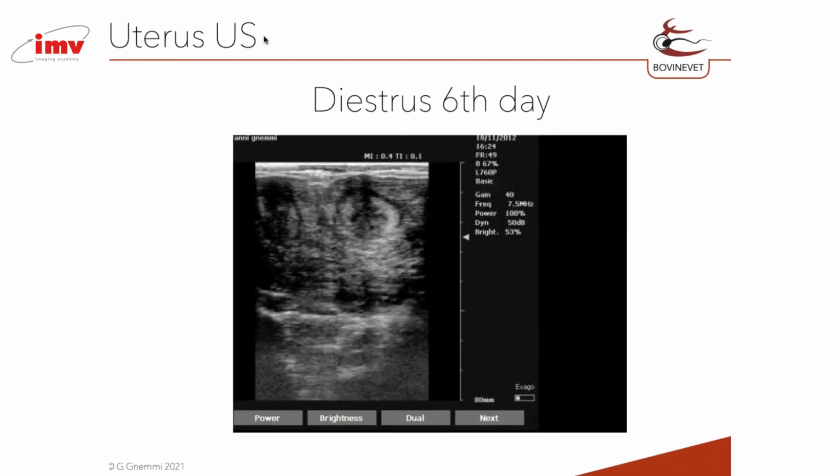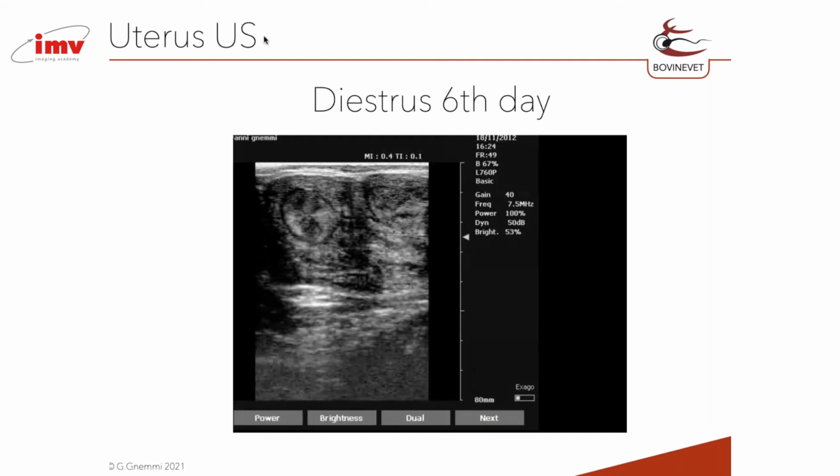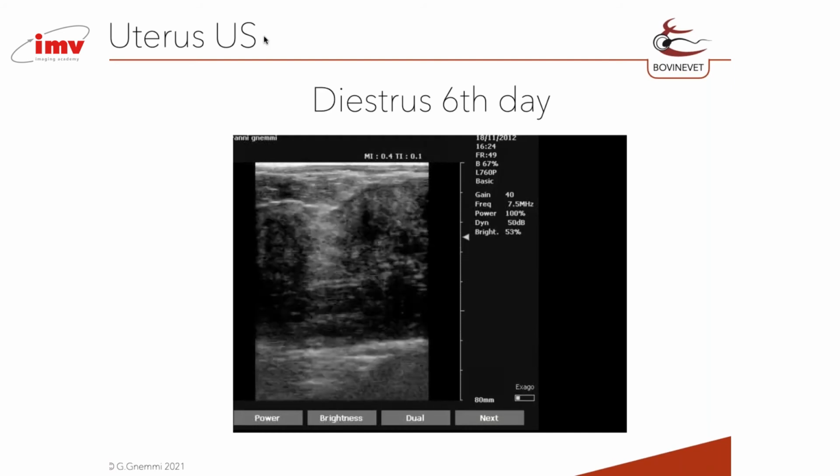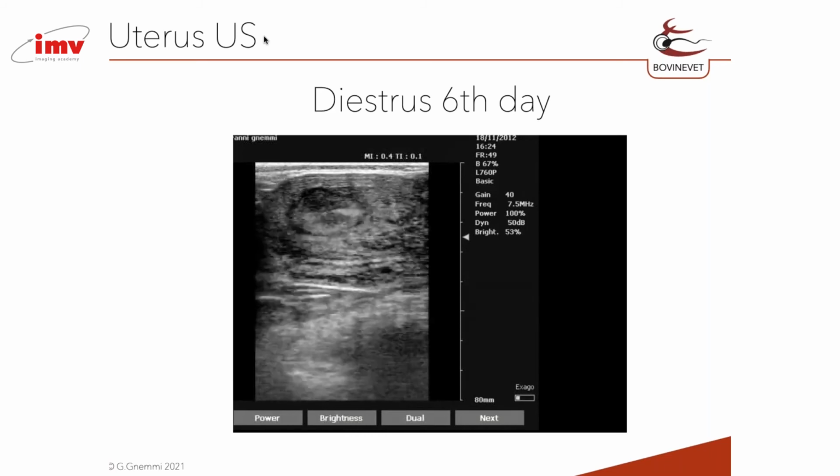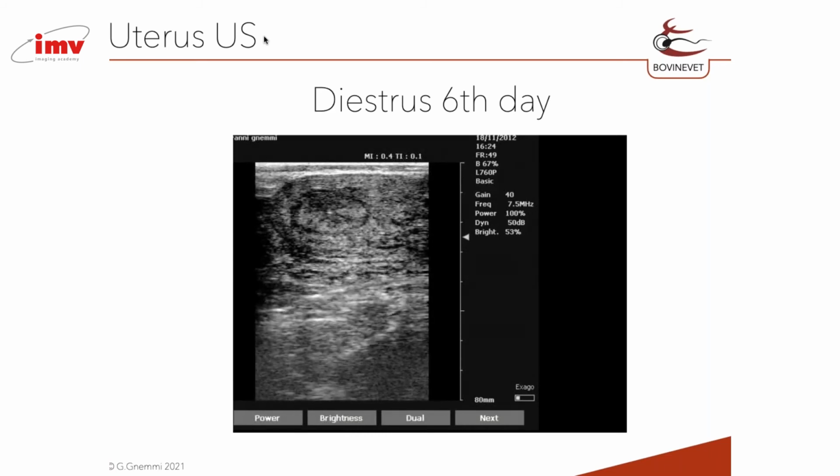You see that we have a dominant follicle. We have seen the dominant follicle around 12 millimeters, and you can see in this cross section of the uterus that myometrium and endometrium have similar thickness and similar echogenicity.